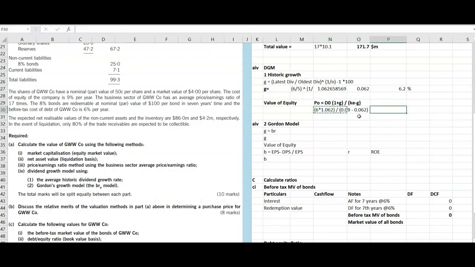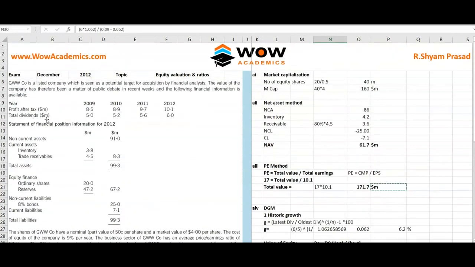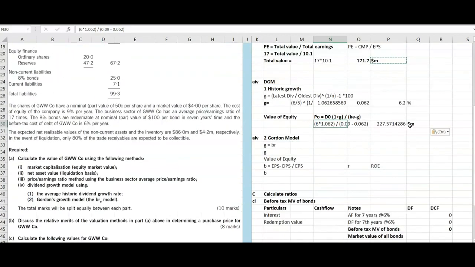We'll look at the answer now. We got 227. This represents millions, in dollars. How do we know that? Because of how D0 works in this formula, it determines what the final answer will be. The D0 that we took, the number 6, is dollar millions. So the answer will also be in dollar millions. So this is the worth of the company.